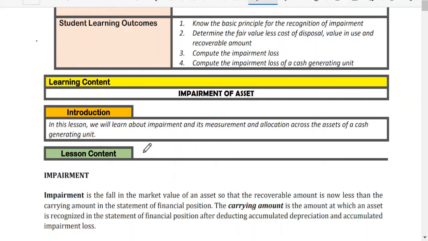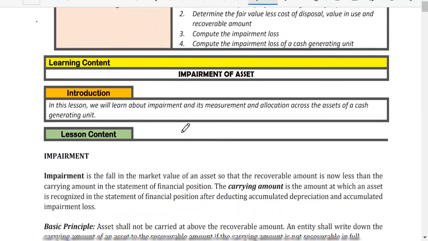For today, we will talk about the impairment of asset. And by the end of this lesson, the student should be able to know the basic principle for the recognition of impairment, determine the fair value less cost of disposal, value in use, and the recoverable amount, and compute the impairment loss and compute the impairment loss of a cash generating unit.